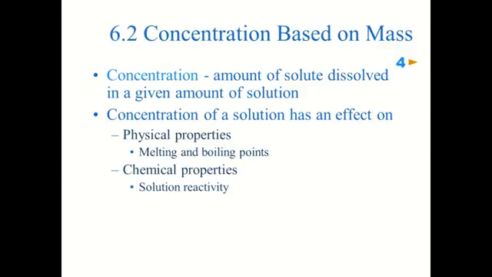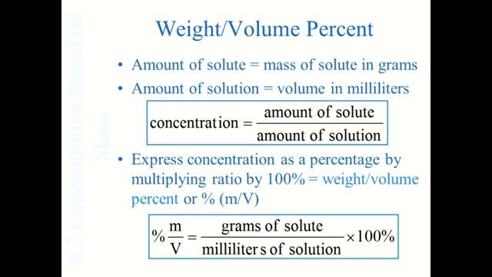And why are we learning this? Because concentration affects a lot of things. It affects melting point, it affects solubility, it affects a lot of things. So that's why we need to know how to make these solutions. We start with the first thing, weight by volume percent. Weight by volume means M over V, mass over volume. Okay? And you see how it's given? Percent mass over volume.